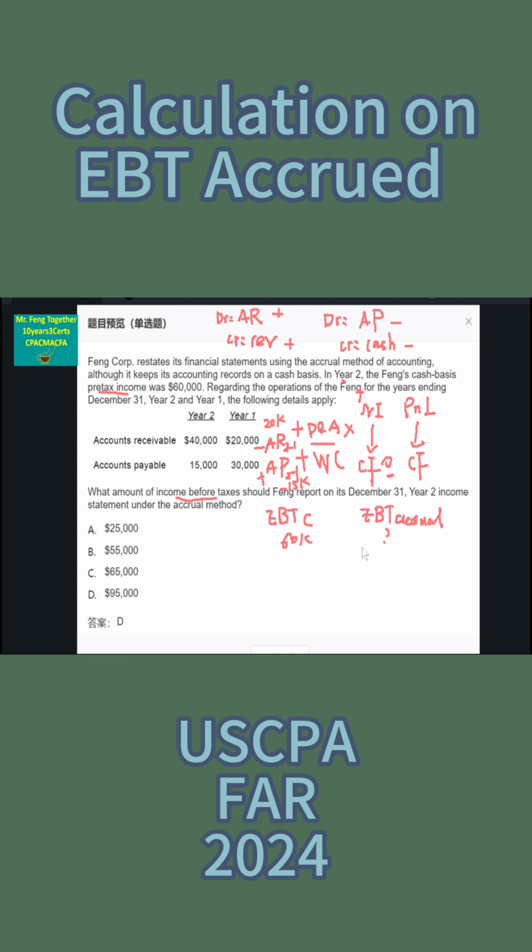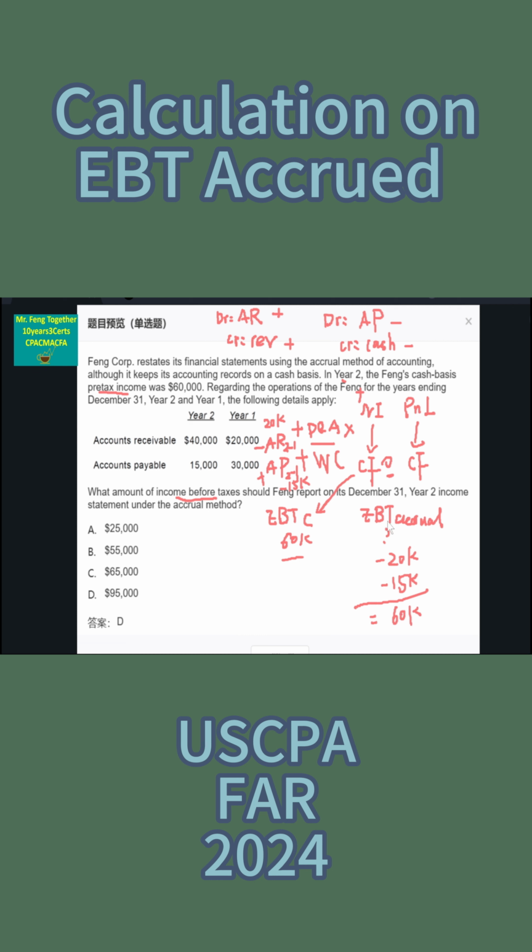Now let's do the reconciliation. The cash flow of operating is similar to earning before tax cash basis. This number is given as 60. Now we calculate earning before tax accrual. It's like a net income. So the net income, or the earning before tax accrual, minus 20k, which is the year 2 minus year 1, and also minus 15k, which is AP year 2 minus year 1, equals 60k.